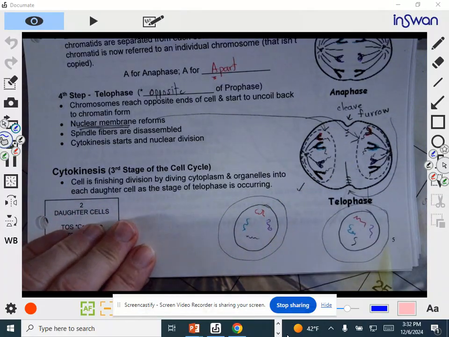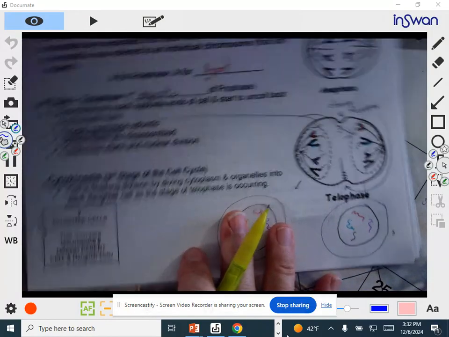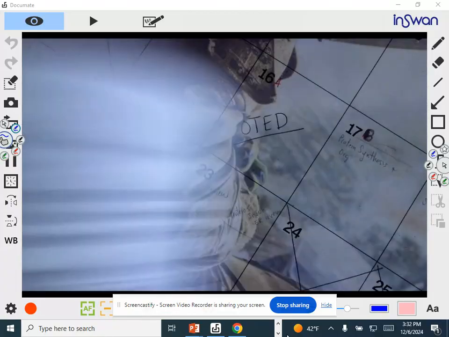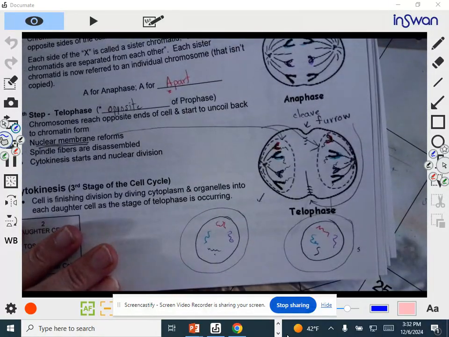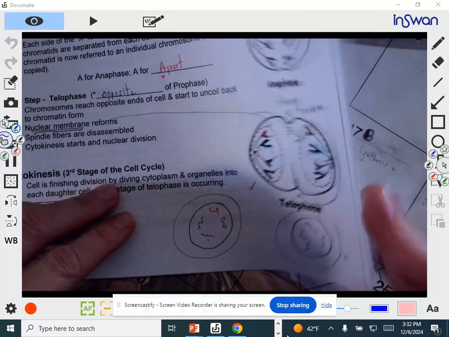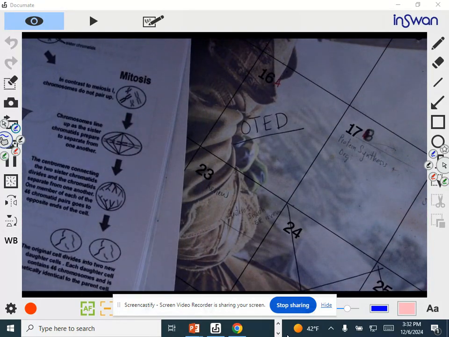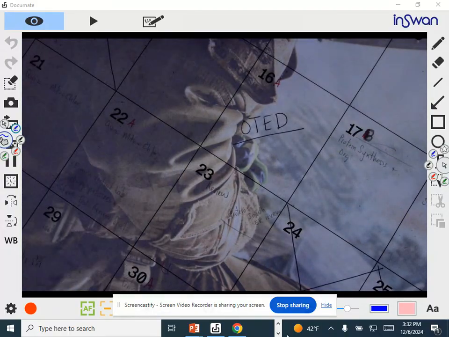And our daughter cells, two of the same. They look exactly the same as the original cell that got a signal to divide. So TOS, two of the same. All right. One little part of the next page, and then we'll pause for this lecture.